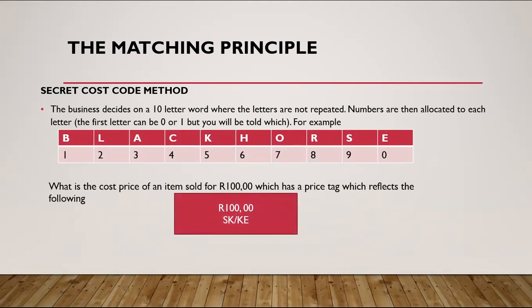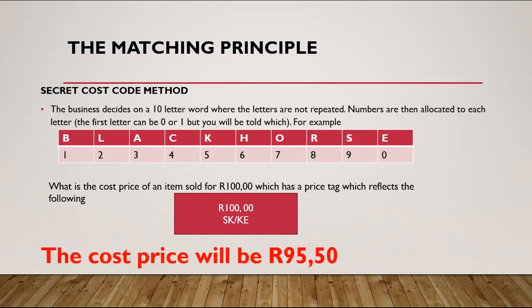What will be the cost price here? The cost price will be S is 9, K is 5. That'll be point. We have K again. K will be 5 and E will be 0. So that will be 95 rand 50 cents. Okay, that is just the revision of the cost price, calculating the cost price as we have done.